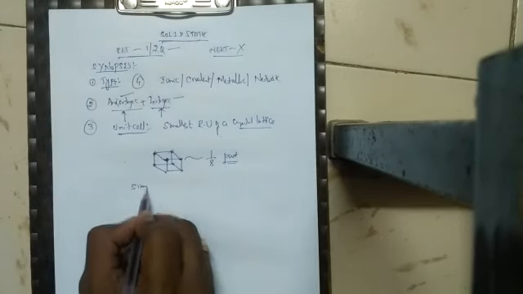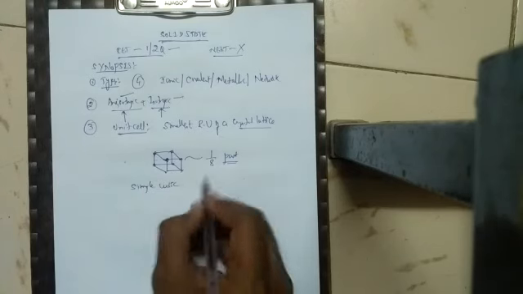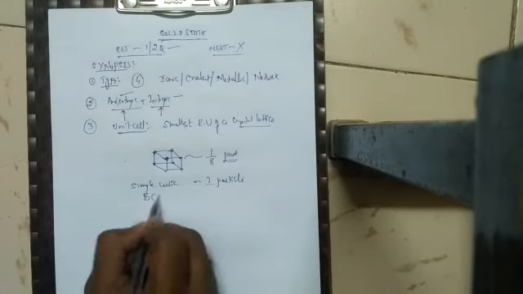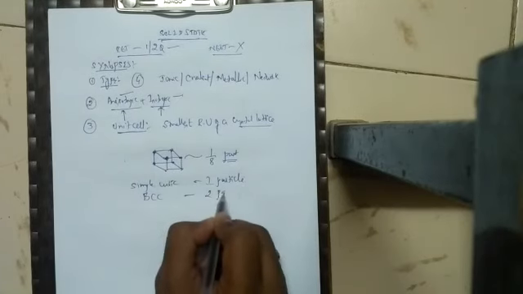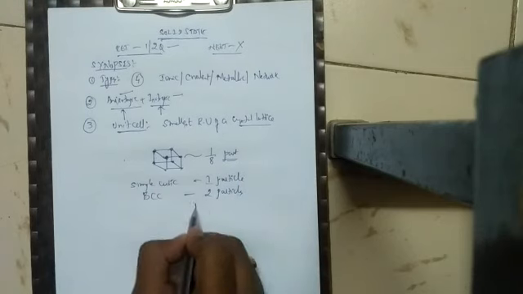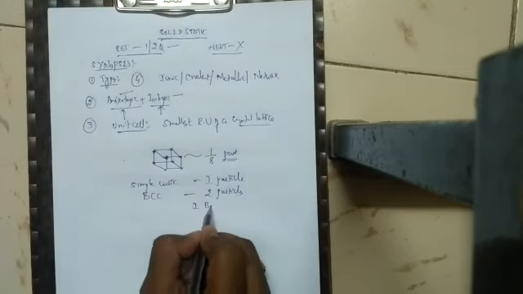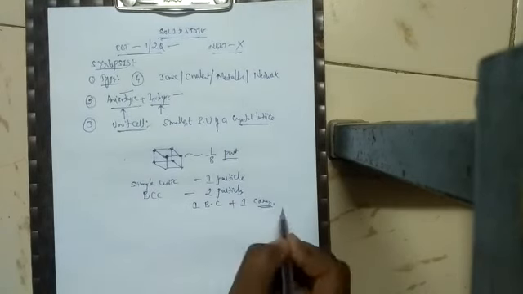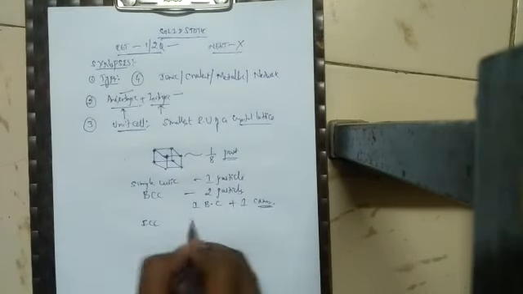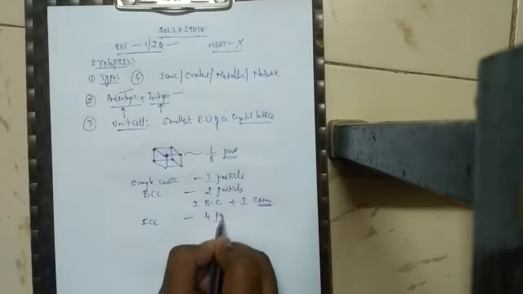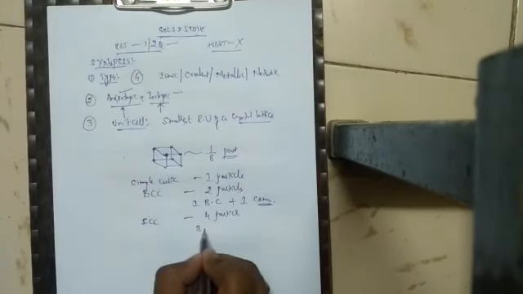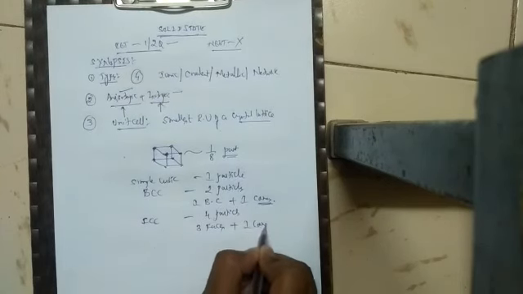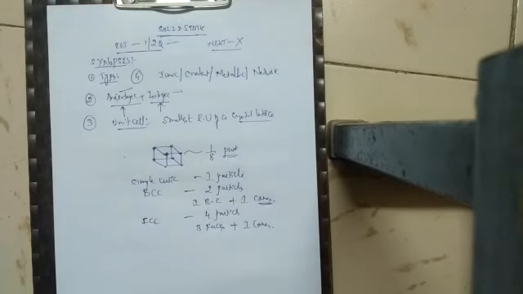When it comes to simple cubic, it consists of 1 particle. With reference to BCC, it consists of 2 particles, where 1 particle is exactly present at the body center and 1 particle is contributed from the corners. In the same way, FCC consists of 4 particles, where 3 particles are obtained from the faces and 1 particle is obtained from the corners.